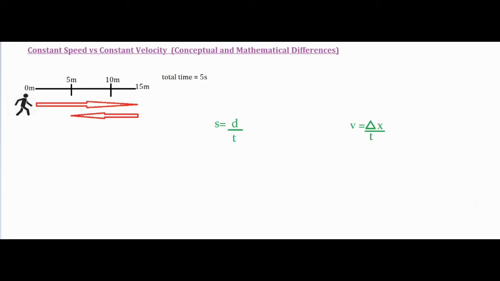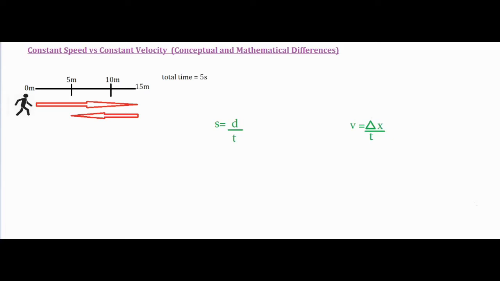In this video, we're going to be talking about the difference between constant speed and constant velocity, how they differ conceptually and mathematically. Both of the two are not terribly hard. There are some subtle differences that will make a big difference in calculating and figuring things out for the two different formulas. Okay, so let's start with constant speed.